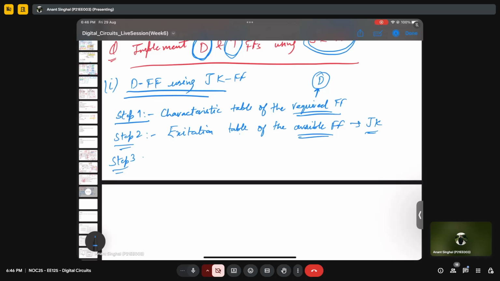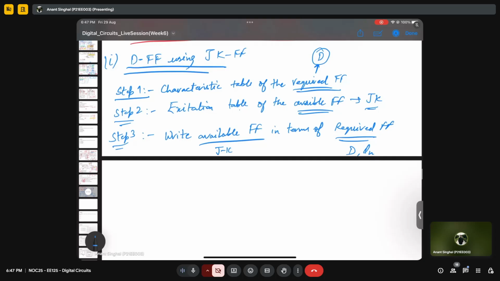Step 3 is to write the available flip-flop in terms of the required flip-flop, so that you can get a relation between D in terms of J and K basically. Available means J and K in terms of D, and Qn should be there. So are the steps clear? I'll do it one by one. I'll do the steps also, that will make it more clear.